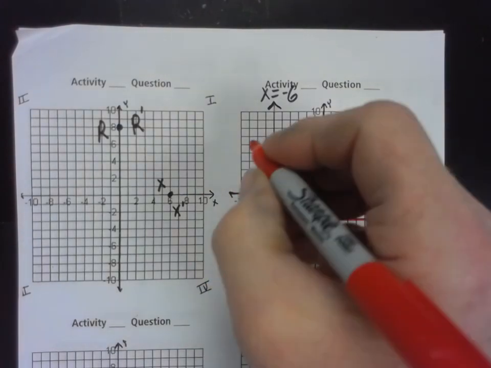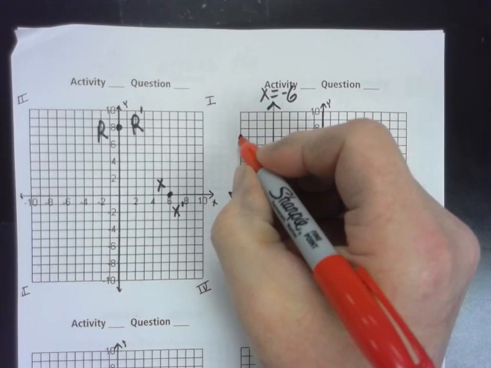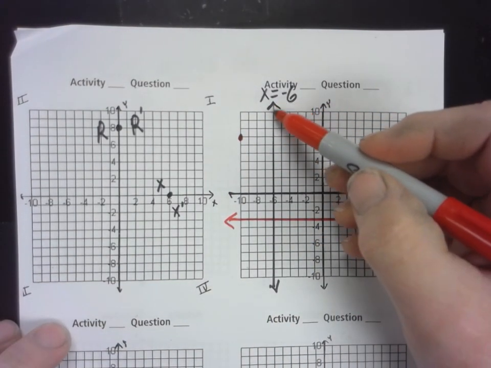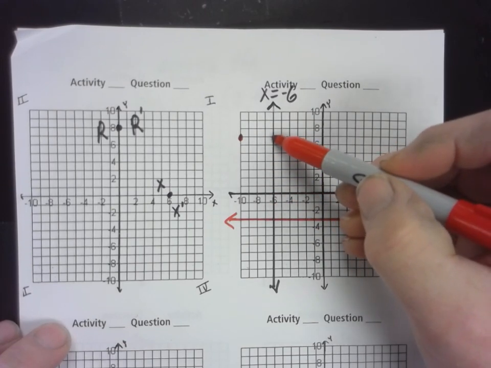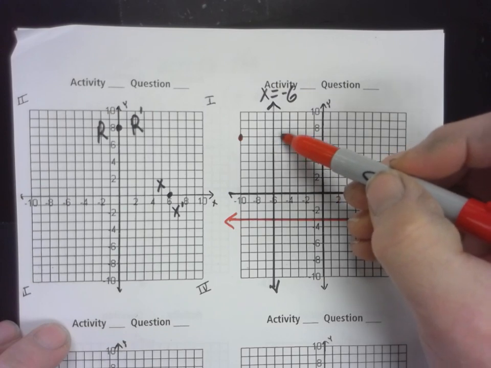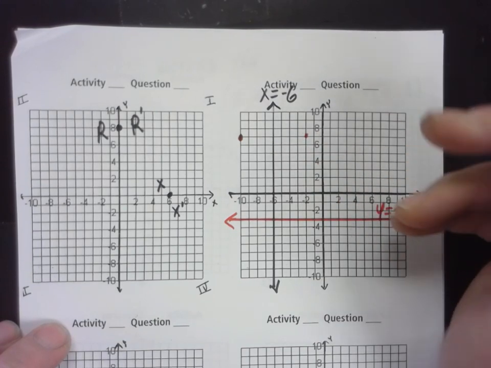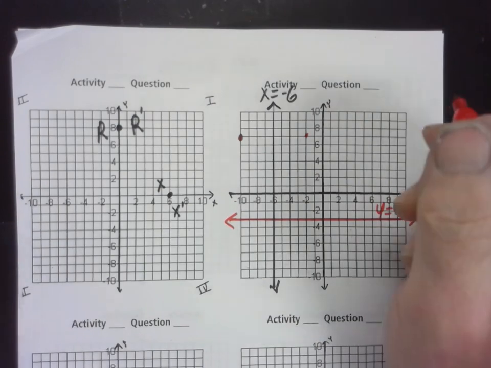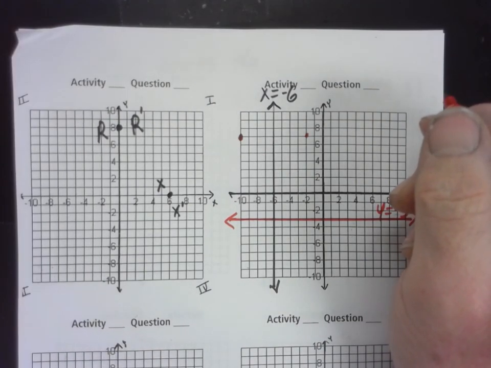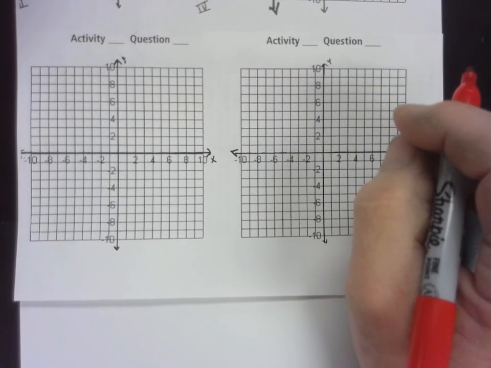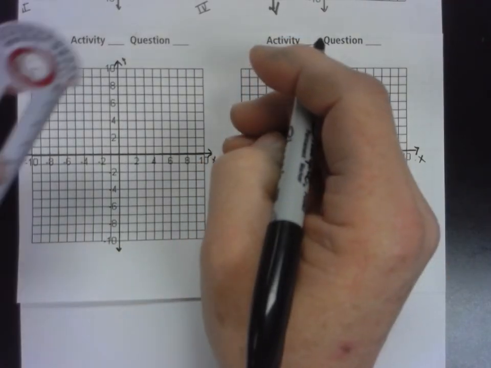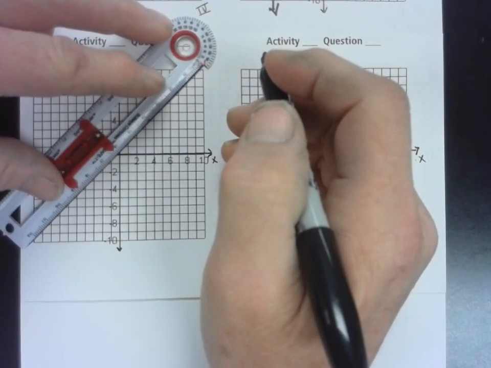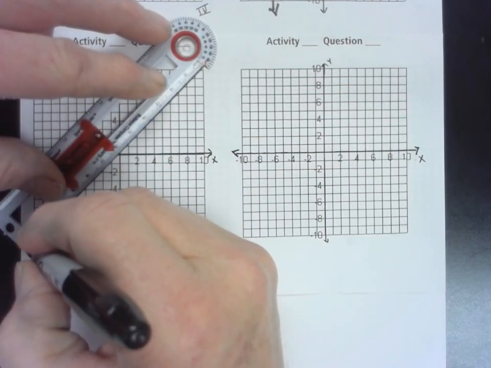If I just drew some random point here, could we reflect it across the line x equals -6? Sure. You notice it's 1, 2, 3, 4 on a perpendicular line, so 1, 2, 3, 4, there we go. So we can reflect things across vertical and horizontal lines fairly easily. Other lines that we might run into? Yep, y equals x.